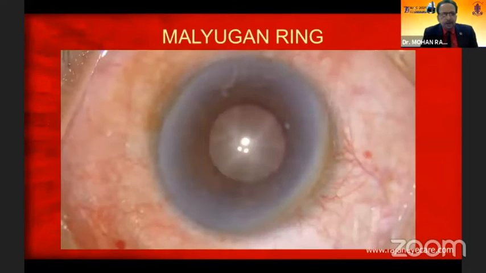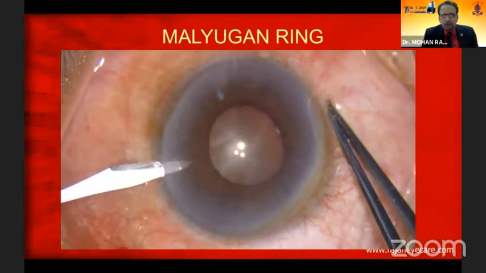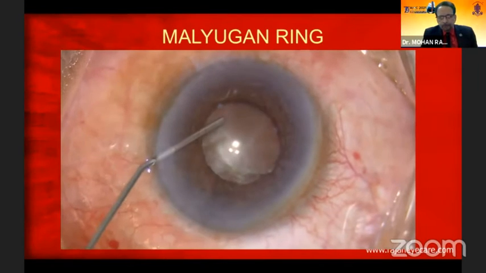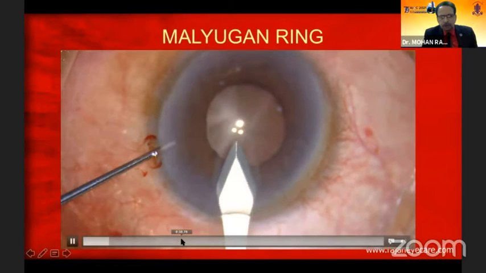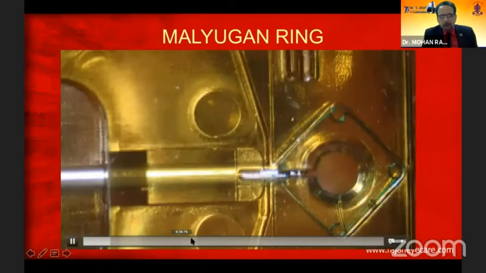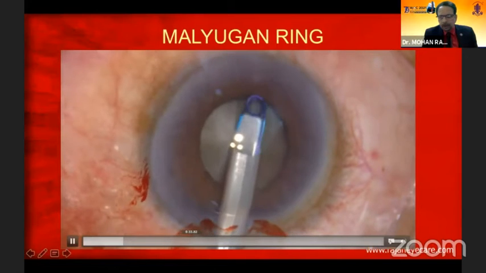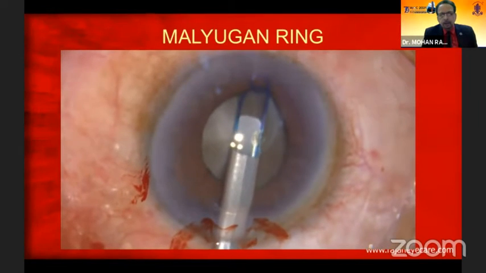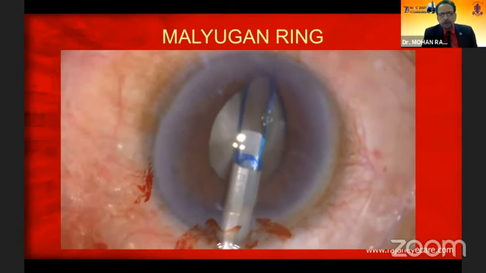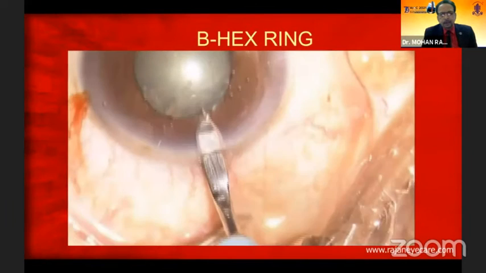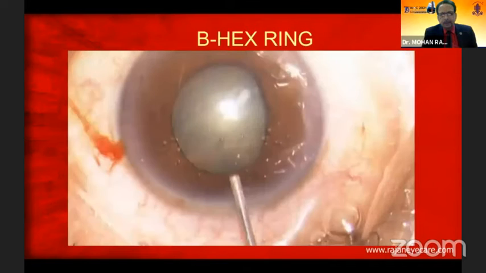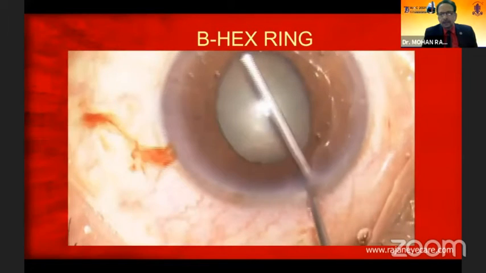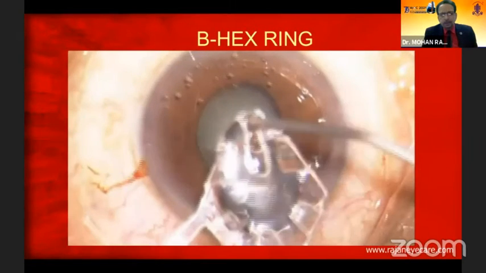For poor pupillary dilatation, use rings and hooks. You can use the Mulligan ring, or you can use the hooks which are commonly used, and it produces less deformity. You can see the BX ring, which is made by Bhattacharjee, which works very well in these conditions, and it comes through the side port as well.